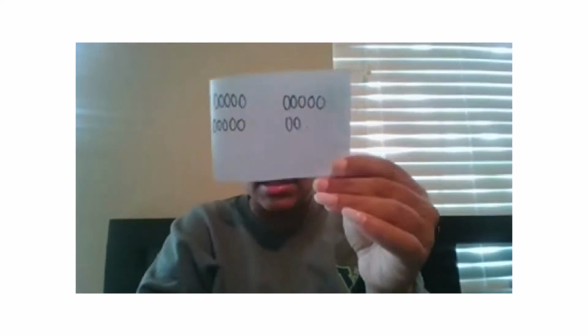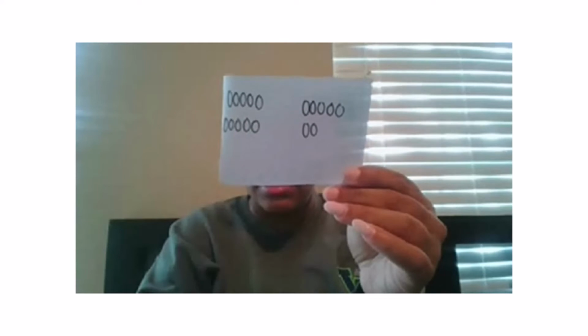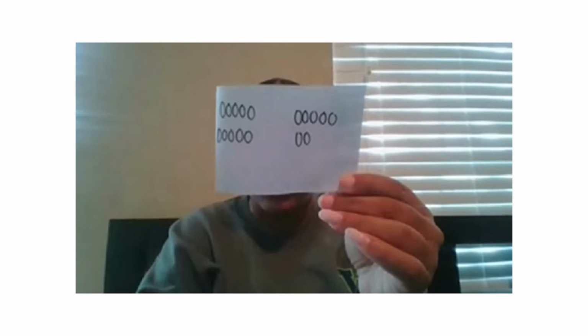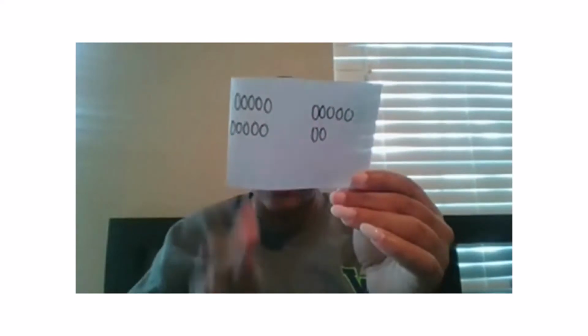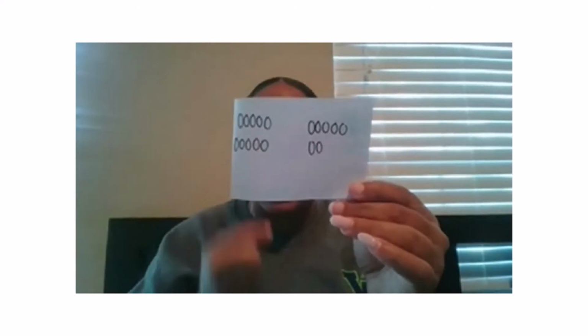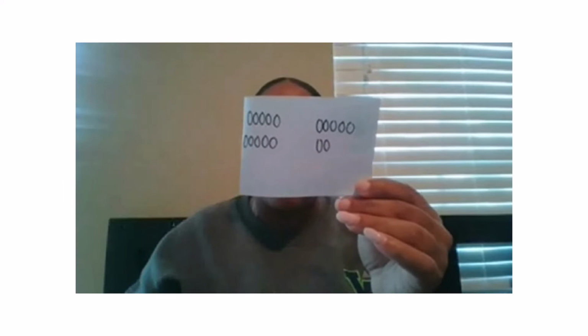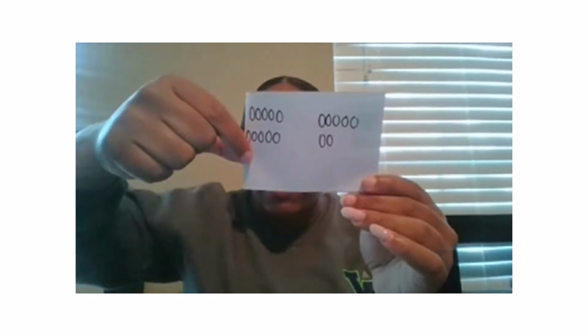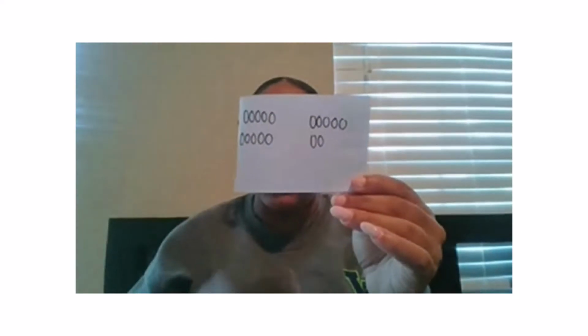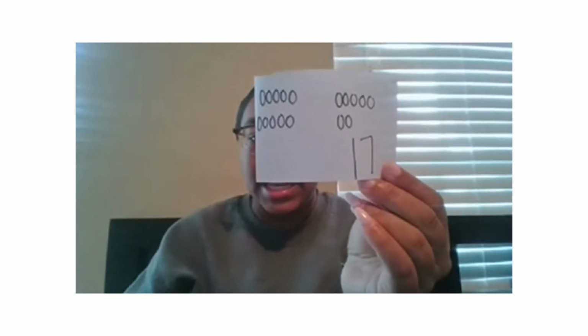Next one. You have 10 seconds. 5, 4, 3, 2, 1. How many are there? 17. Don't forget, a faster way to count, rather than counting by ones, is to count by fives. So 5 up top, 5 on the bottom, that's 10. 5 over here, that's 15, 16, 17. 17 looks like this. Great job, guys.